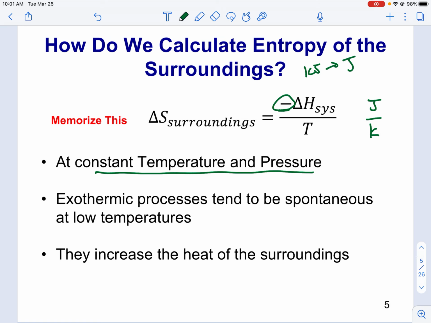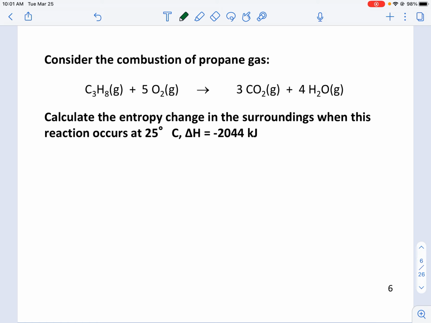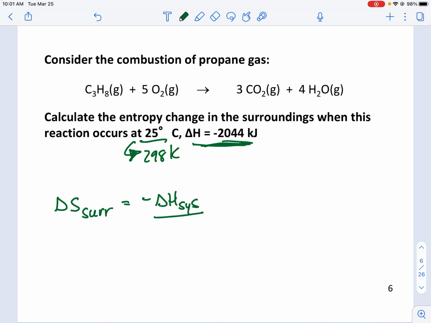So let's do an example with this. We're given a combustion of propane. What do we have? We're given a delta H. We have a temperature, which is going to become 298 Kelvin. You need to be in Kelvin. And so if you have this reaction, 1 mole of propane reacting, delta S of the surroundings is equal to minus delta H of the system divided by the temperature.